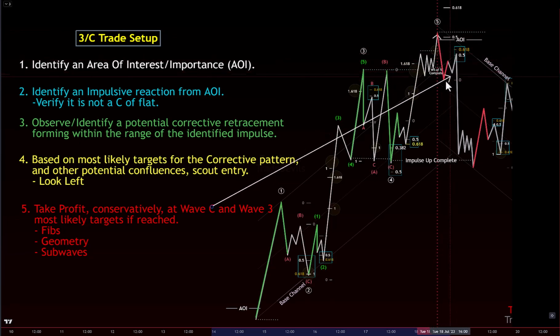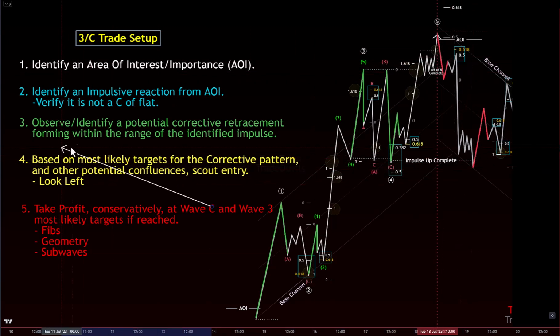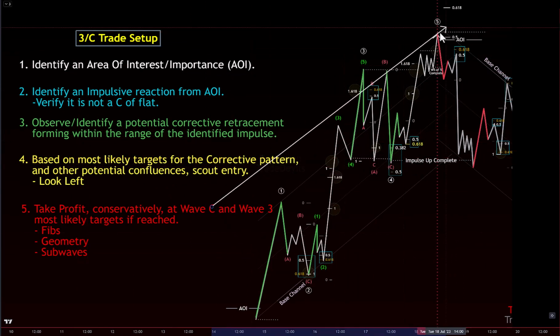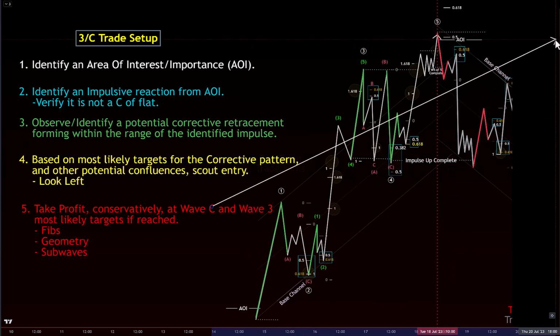We get a corrective move within the smaller range, and we get a move away from there. All right, we get a nice impulse down. So if we head back over here, we're still observing. All we know for sure is that this impulsive move up is done and complete, and we're going to be looking for an internal retracement to play long.